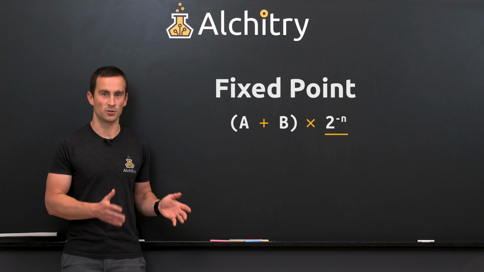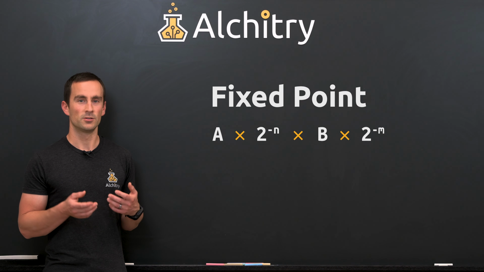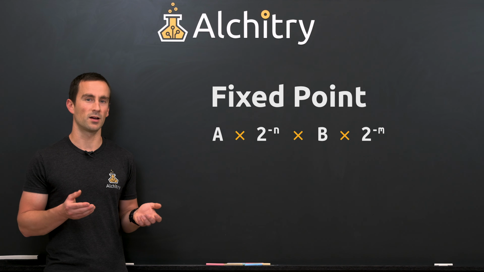Now let's take a look at multiplication, but in this case we won't assume that they're using the same number of fractional bits. We'll say a has n fractional bits and b has m fractional bits. The expression then becomes a times 2 to the negative n times b times 2 to the negative m. If you remember your exponent rules, we can combine the powers of 2 by adding their exponents together, so the expression becomes a times b times 2 to the negative (n plus m).